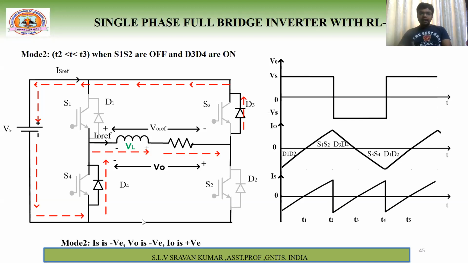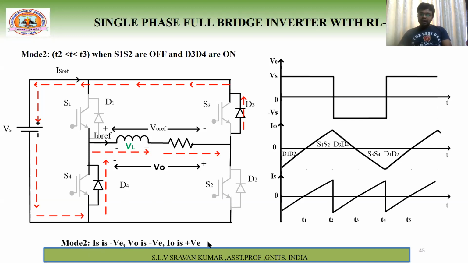Right? So again, I have written here clearly, this IS is negative. So this IS means this one. This is negative, and V0 is negative. See the polarities. These polarities are opposite to that of reference voltage polarities, and I0 is positive. So that is the concept over here. Understand what I am saying?